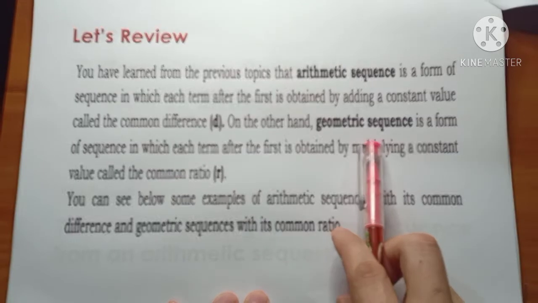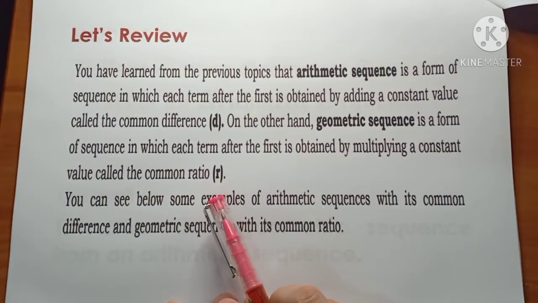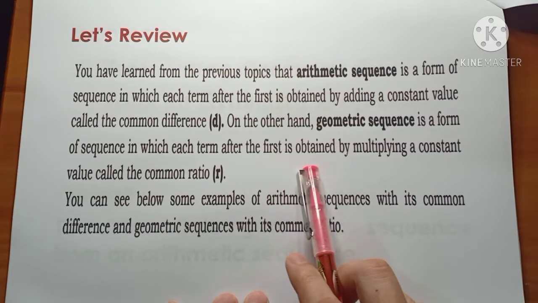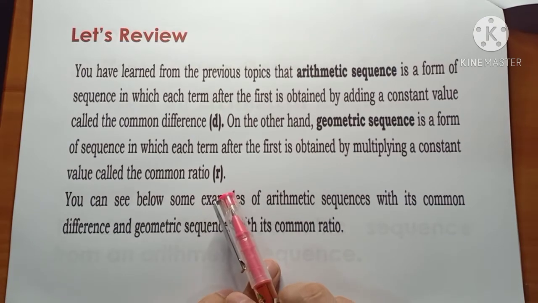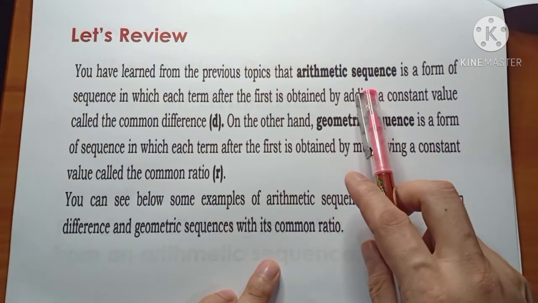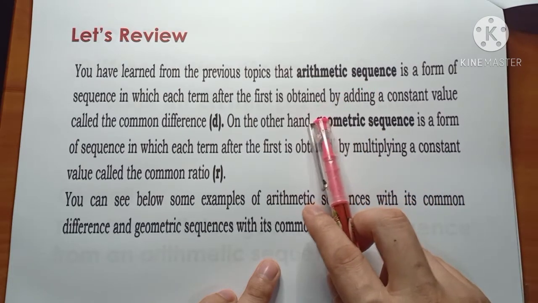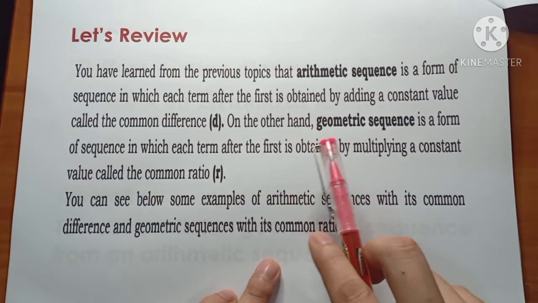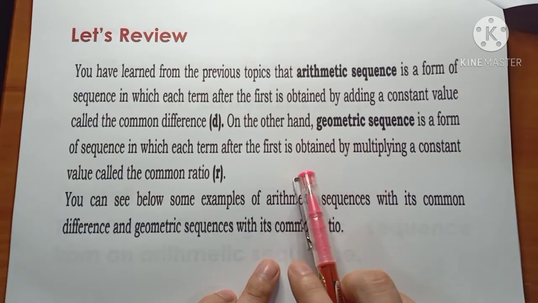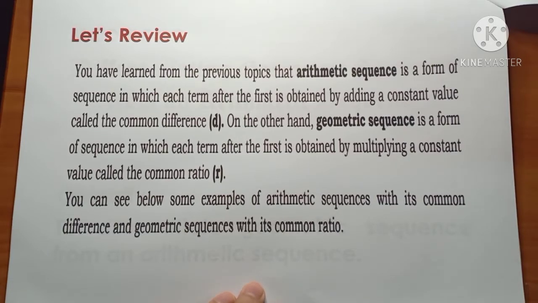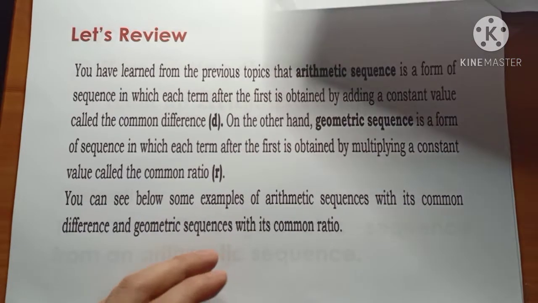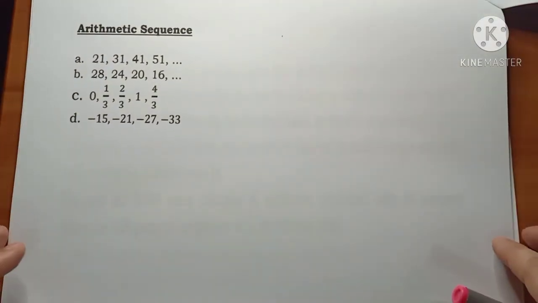Wherein, ang geometric sequence naman is a form of sequence in which each term after the first is obtained by multiplying a constant value called the common ratio R. So, ang pagkakaiba ng arithmetic sequence, makuha natin yan by adding the common difference D, and then, sa geometric sequence naman is multiplying the common ratio R. Then, you can see below some examples of arithmetic sequence with each common difference and geometric sequences with each common ratio.